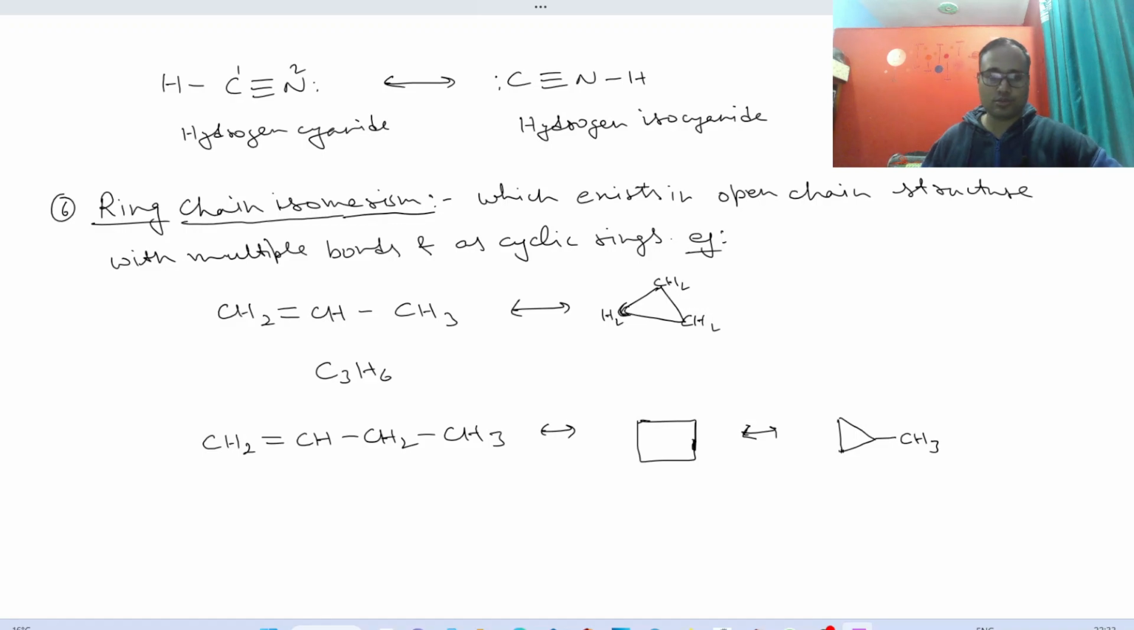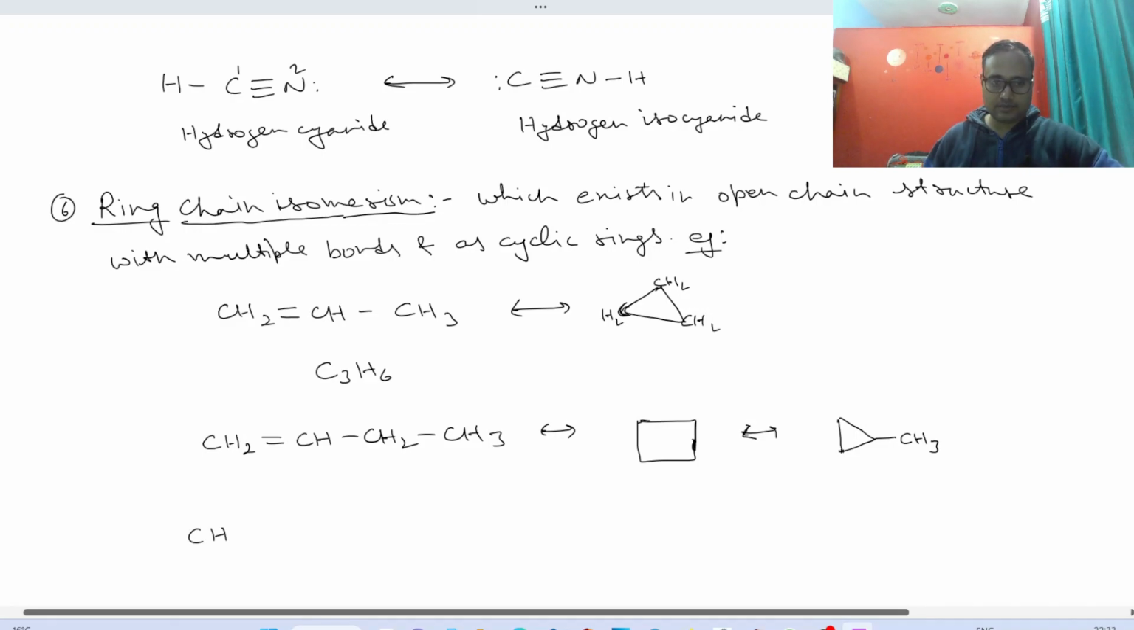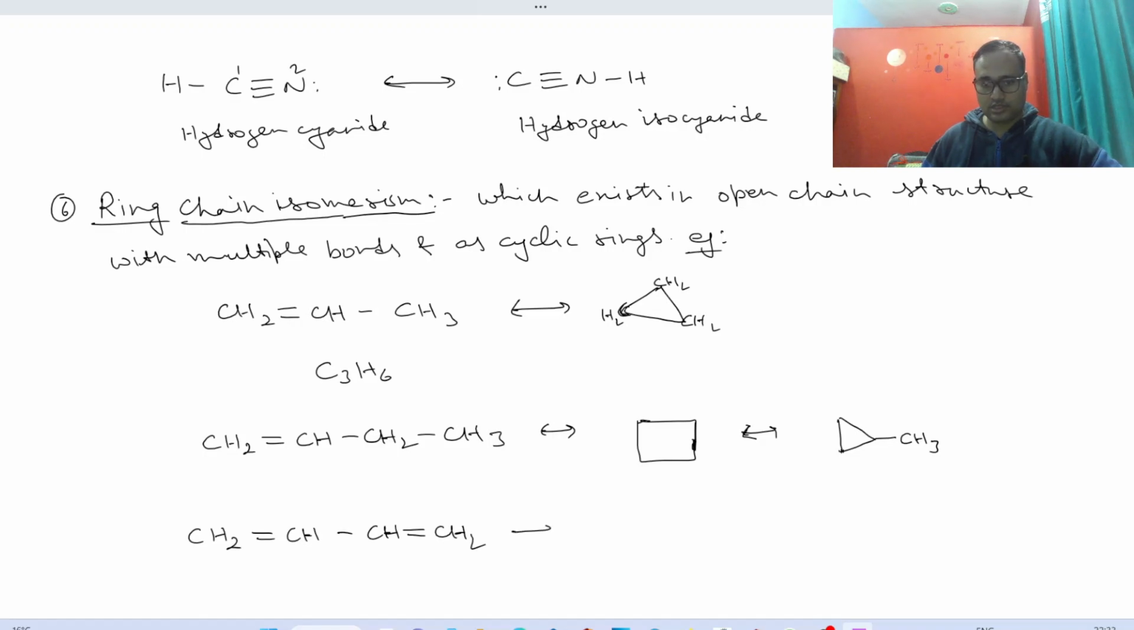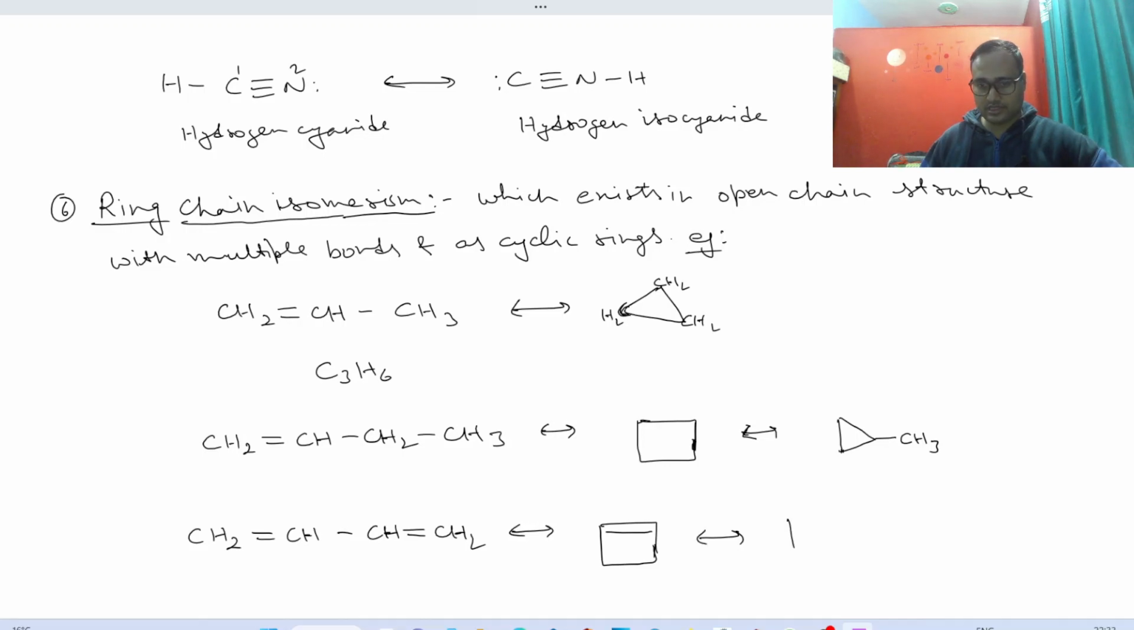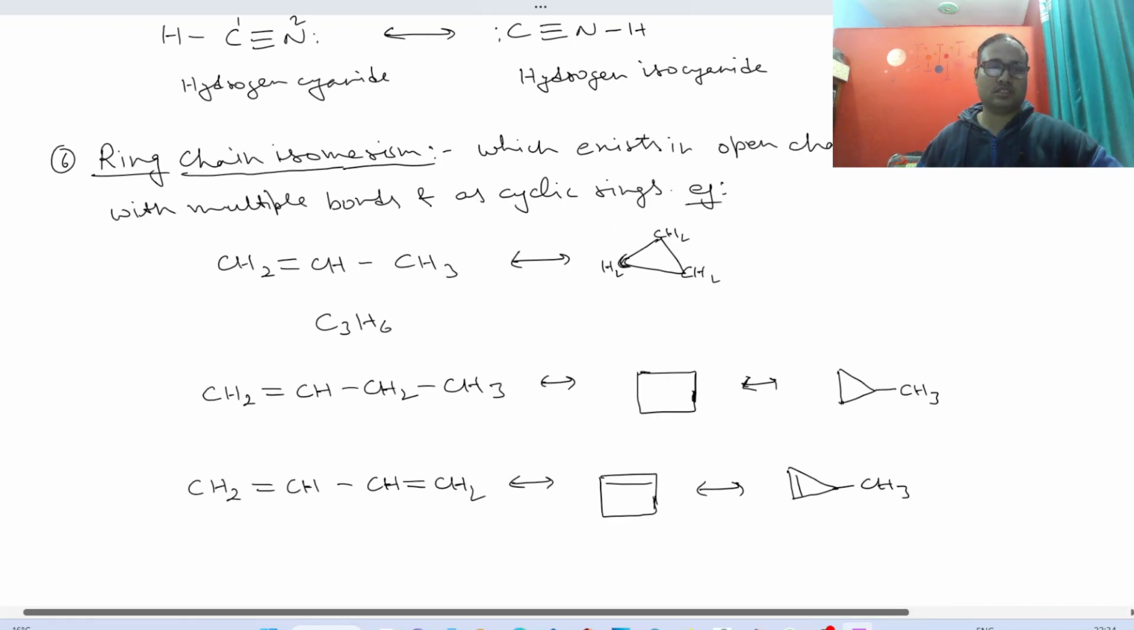If it has more than one multiple bond, let us take an example of CH2 double bond CH, single bond CH, then double bond CH2. This could also be represented with one multiple bond, and it could also be represented as CH3. Fine. So these are the ring chain isomers of this molecule. So it finishes off the structural isomerism.